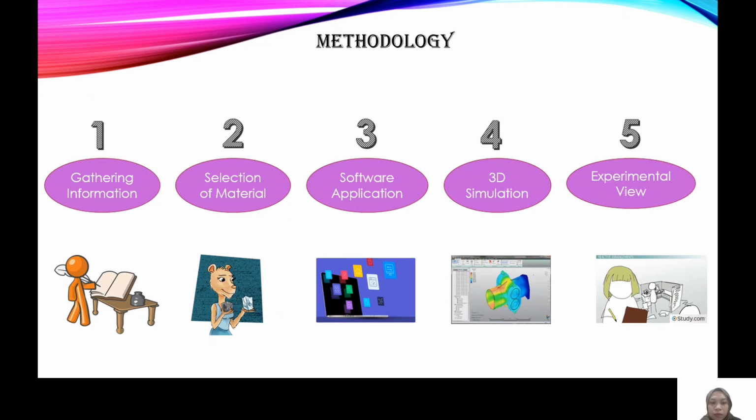Lastly is experimental view. Precise information is important, but the experimental view is to be applied in the laboratory. In order to gain the best result, exact parameters from the laboratory must be applied into the simulation, even though it will be known as a non-physical experiment.